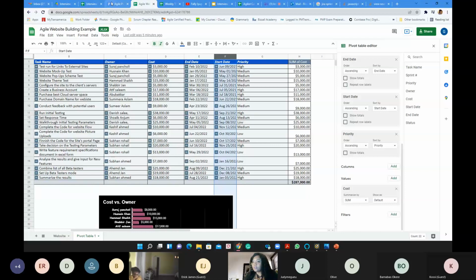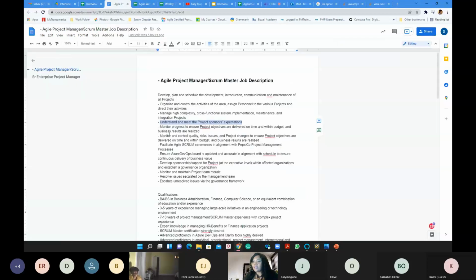Now, monitor, you see that the word monitor, tracking, things like that come a lot when it comes to project management. Monitor and control quality, risk, issue, and project changes to ensure project objectives are delivered on time and within budget.